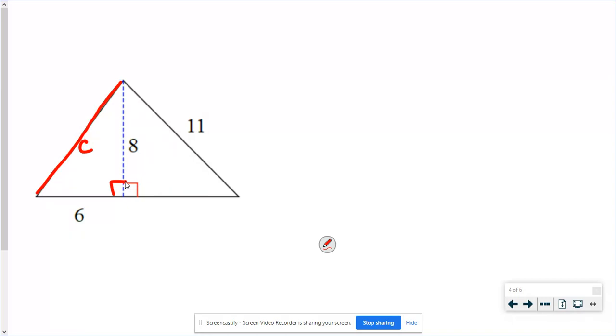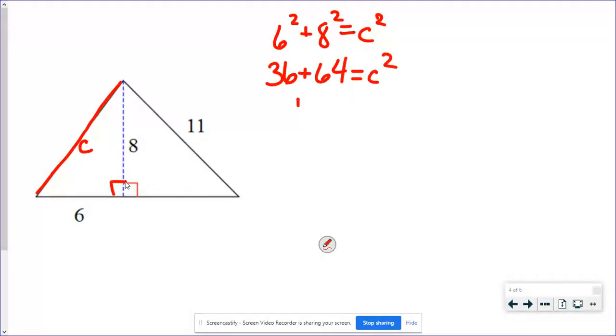Again, some of you may already know what this answer is going to be, but I'll have 6 squared plus 8 squared equals C squared. That was a really bad 2, I'm sorry. 36 plus 64 equals C squared, and that's 100. So then the hypotenuse is 10.